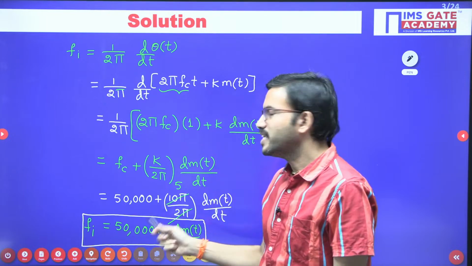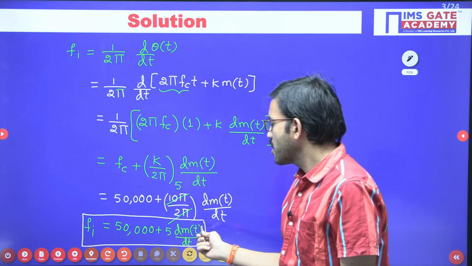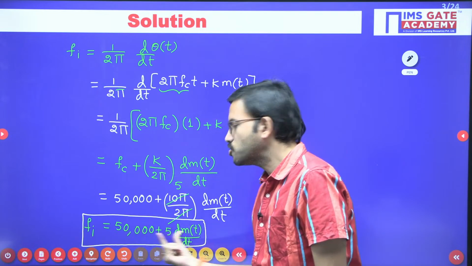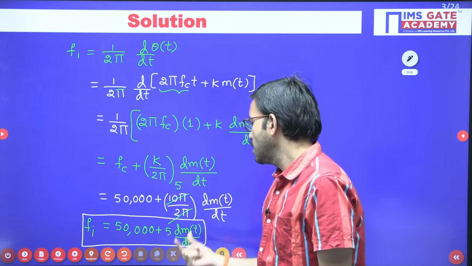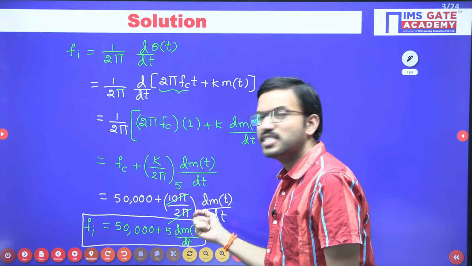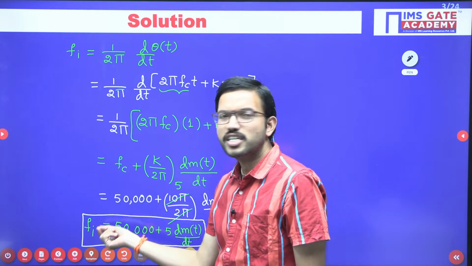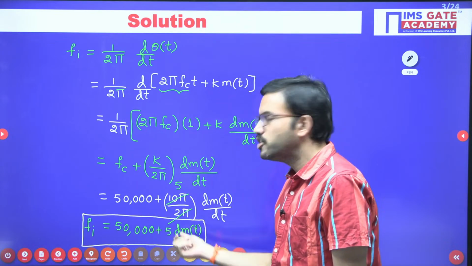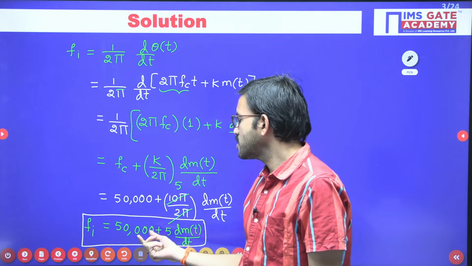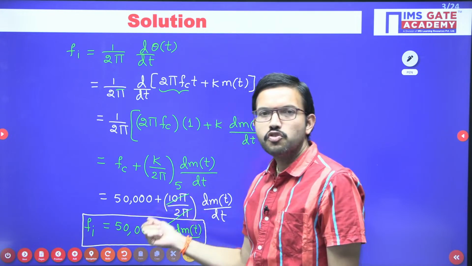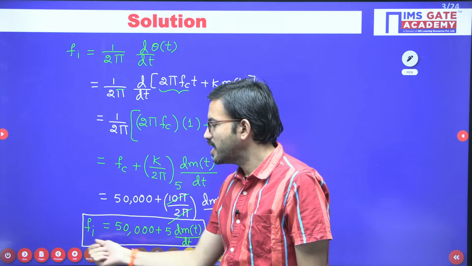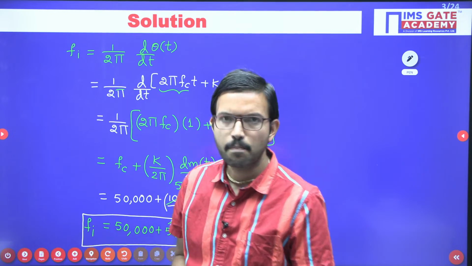So with that understanding, you can easily tell that when dm of t by dt is maximum, because here we are adding these two terms, the instantaneous frequency obviously will be maximum, right? Similarly, when this value is the minimum, obviously the overall value will be less when compared to the earlier case. So with respect to that, you can say that you are going to get the instantaneous frequency minimum, right?